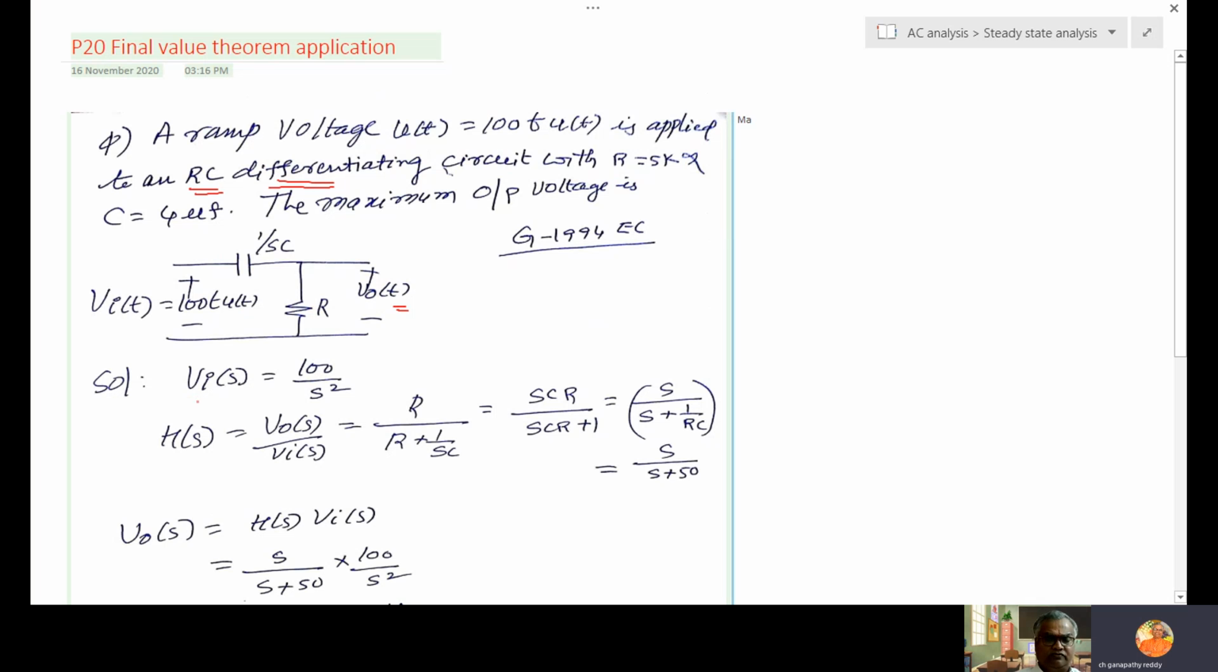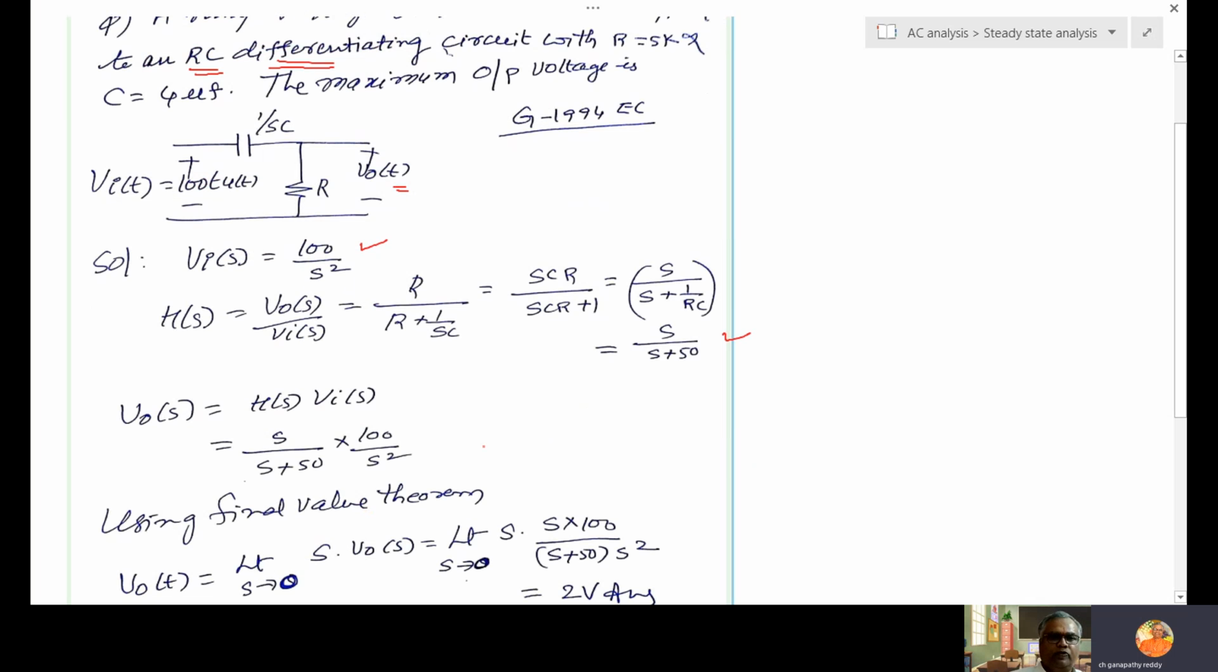So what is the Laplace? Input Laplace Vi of s equals Laplace of 100 t, that is 100 by s square. Then H of s, the s domain V naught of s by Vi of s, you get this. Output is nothing but H of s into Vi of s. So s by s plus 50 is H of s. Vi of s is already 100 by s square.